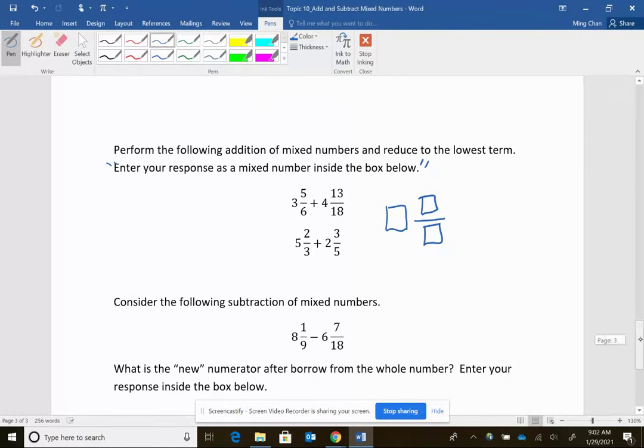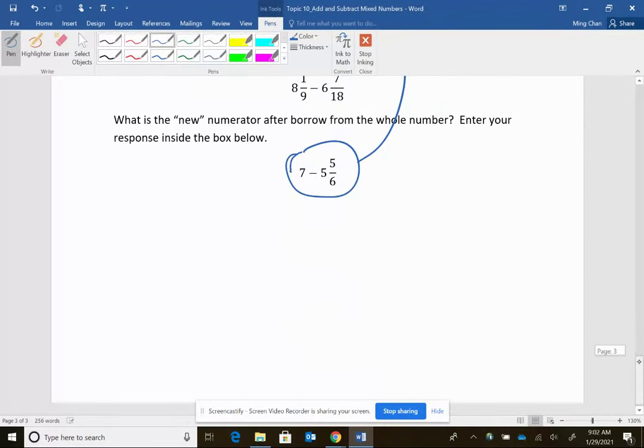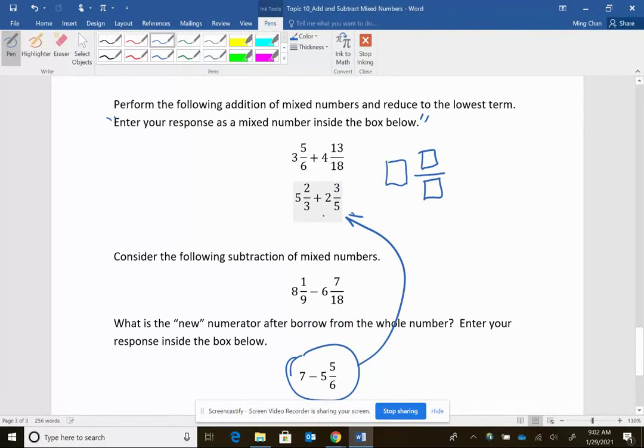Now there's another question like this one right here. Oh, this is a subtraction. Sorry, this is supposed to go up here. So there are 3 problems I need you to add and subtract mixed numbers with. All right, so there's another problem, and that problem is actually right here. 8 and 1 over 9 minus 6 and 7 over 8.